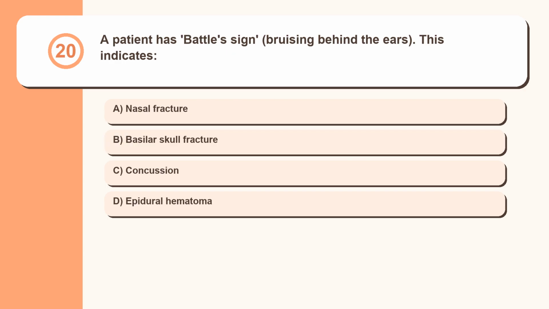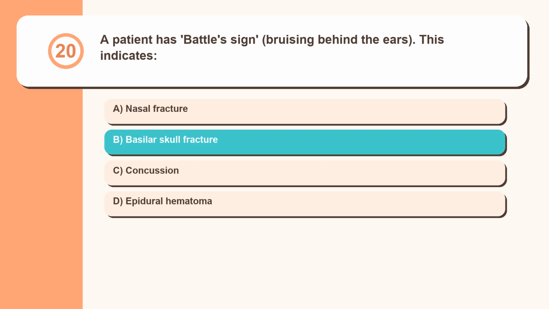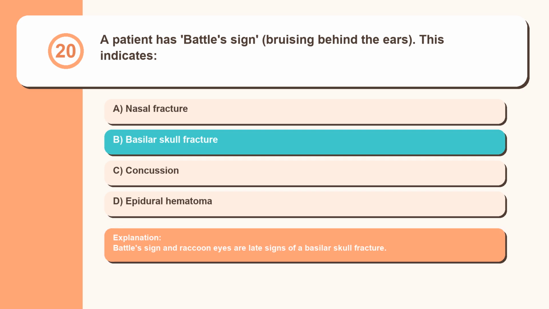Question 20. A patient has Battle's sign, bruising behind the ears. This indicates nasal fracture, basilar skull fracture, concussion, epidural hematoma. Battle's sign and raccoon eyes are late signs of a basilar skull fracture.